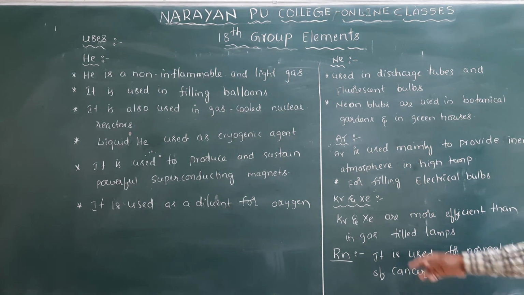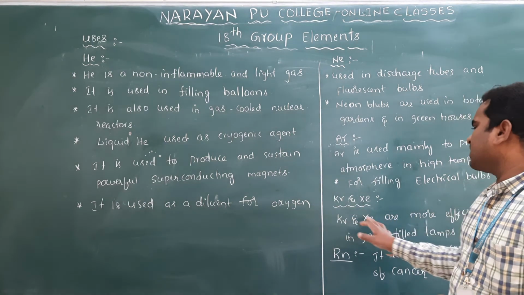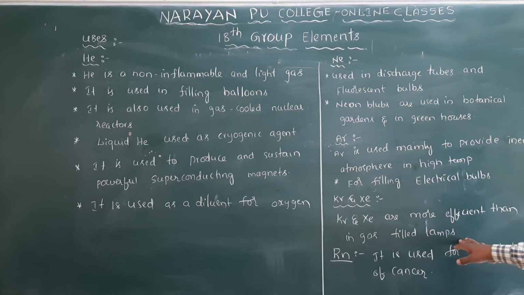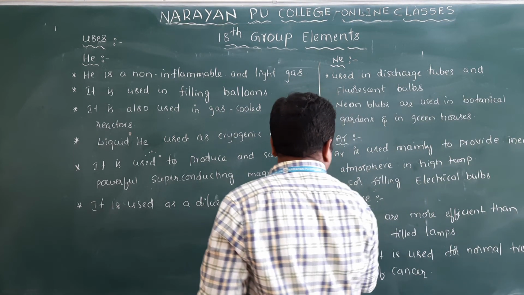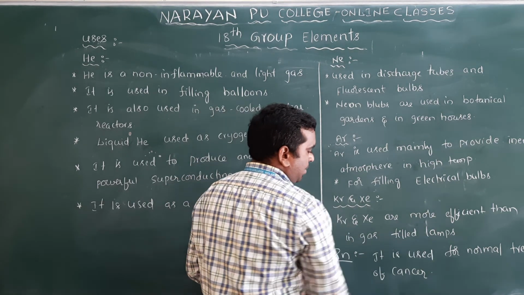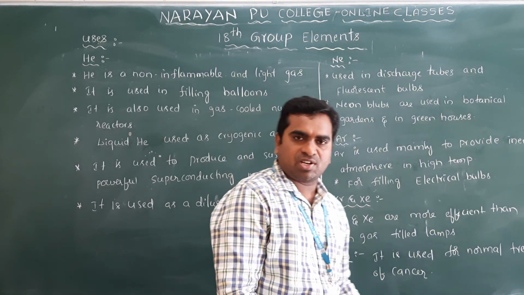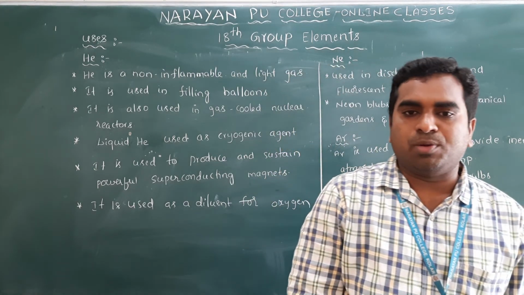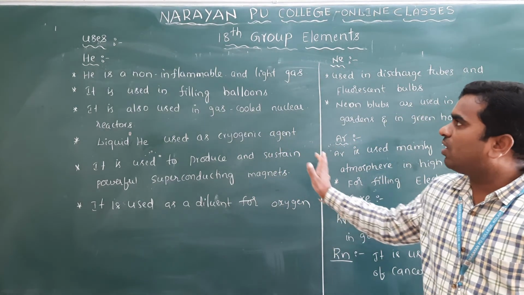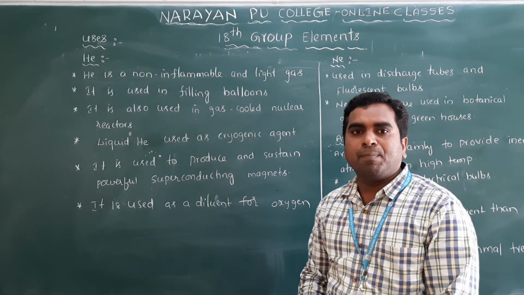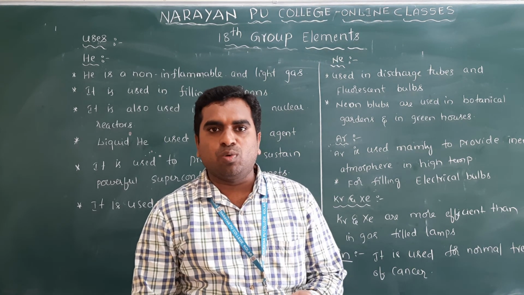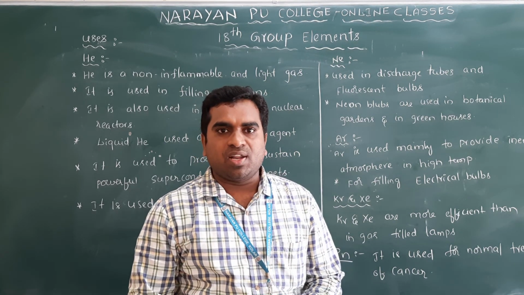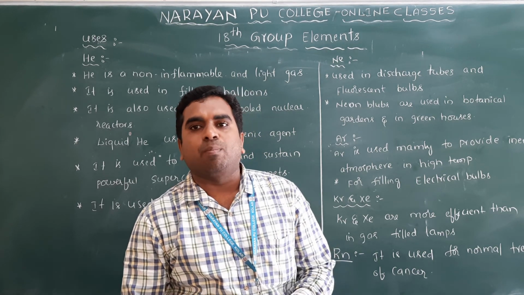Krypton and xenon don't have many uses, but they are used in gas filled lamps and electrical bulbs, and they are better than argon for gas filling lamps. The important last one, radon, is radioactive, so it is used in cancer treatment. This is about the uses of 18th group elements. Now we have completed the total p block elements: 15th group, 16th group, 17th and 18th group are completed, and next we will go for the competitive part.